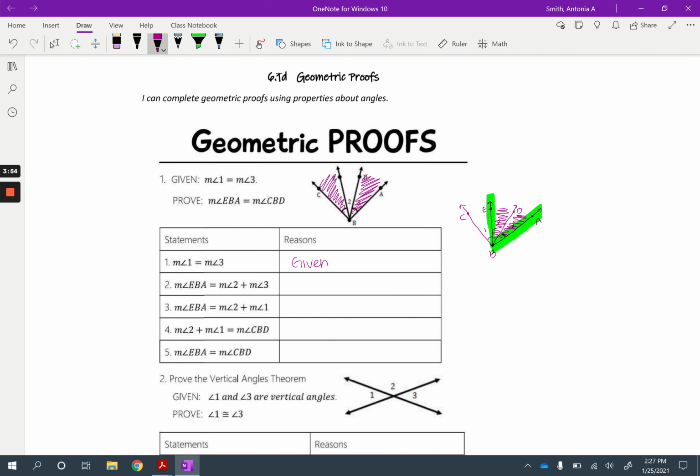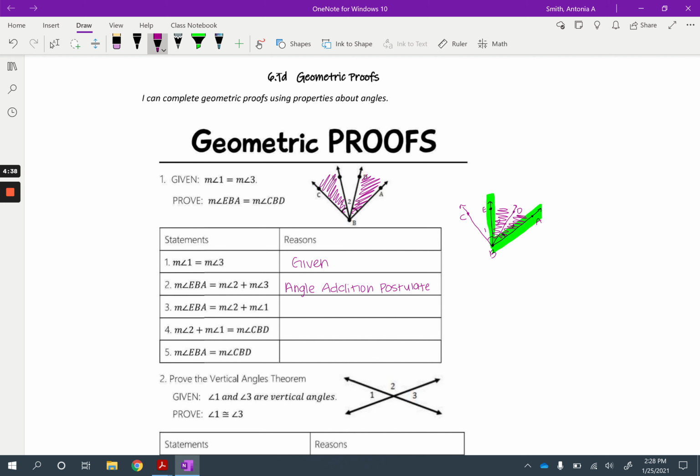But how do I know that that's true? Well, this is a postulate that we learned back in 6.1a. And if you don't remember what it was called, it's called the angle addition postulate. Remember, a postulate is like a fact. It's something that we know to be true. Okay? The angle addition postulate pretty much just said that I can add 2 small angles together to get a bigger angle. And that also works backwards. I can take a bigger angle and split it into 2 smaller angles that are added together, which is exactly what they did here. Okay? So that's the reason for statement number 2.